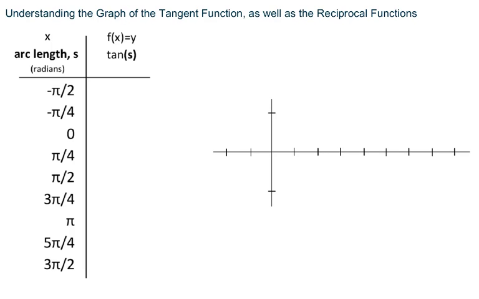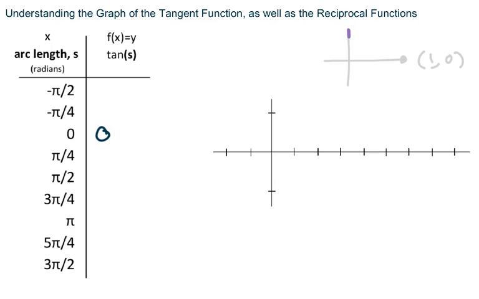So let's start with, say, tangent of 0. 0 on my unit circle is right here. My ordered pair is 1, 0. So if I were to figure out tangent, that would be sine over cosine, or y over x, 0 over 1, which is 0.